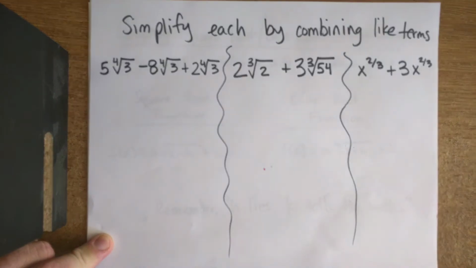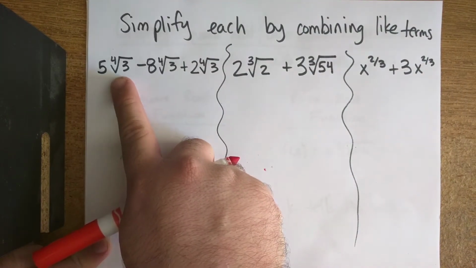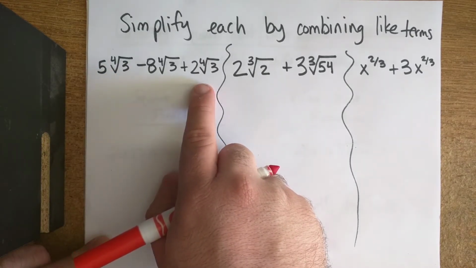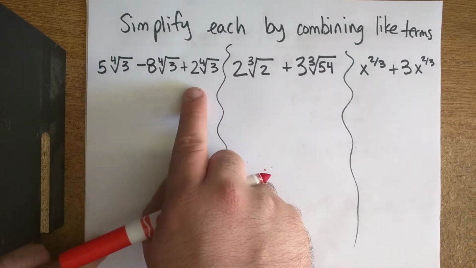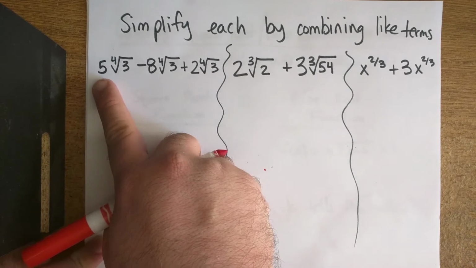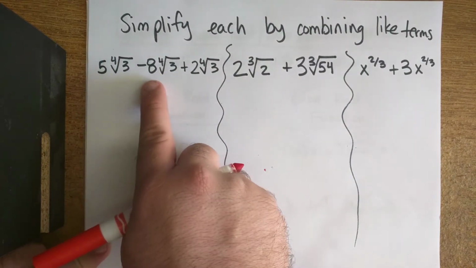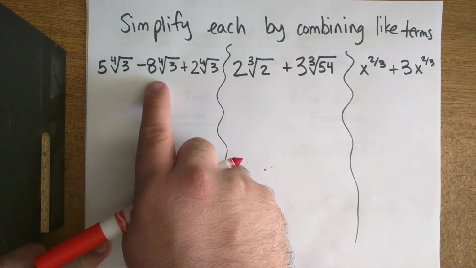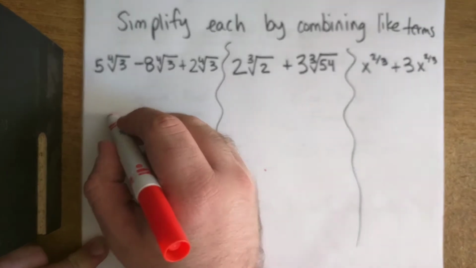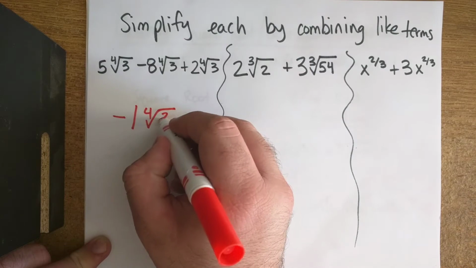combining like terms. So if you look at the first problem, we have 5 times the 4th root of 3 minus 8 times the 4th root of 3 plus 2 times the 4th root of 3. They all have the 4th root of 3 in common, which means they are like terms. So to combine them, I just add their coefficients. So I do 5 minus 8 plus 2. Now 5 minus 8 is negative 3. Negative 3 plus 2 is negative 1. So my answer is going to be negative 1 times the 4th root of 3.